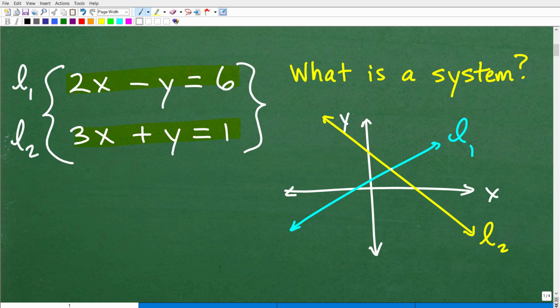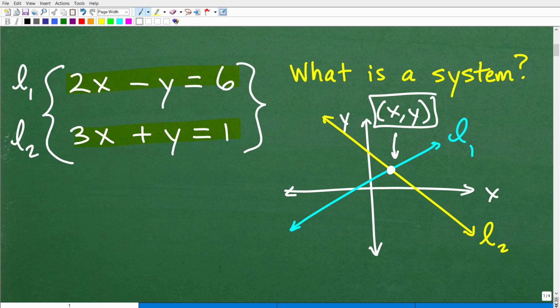And what we're trying to find is the point of intersection. So where these lines cross, that's a particular XY point. So this XY point, the point of intersection, is the solution to this system, or any system.